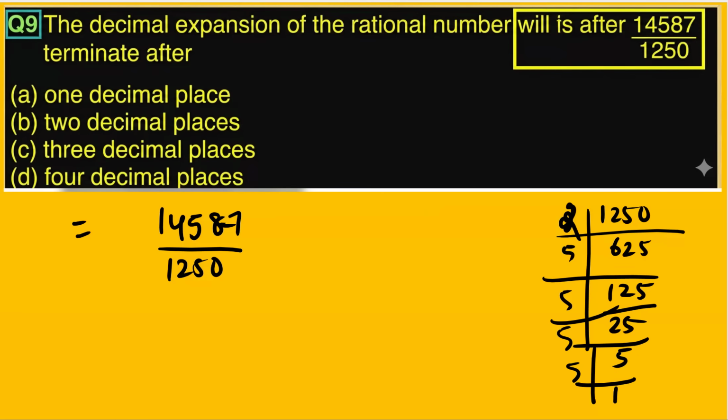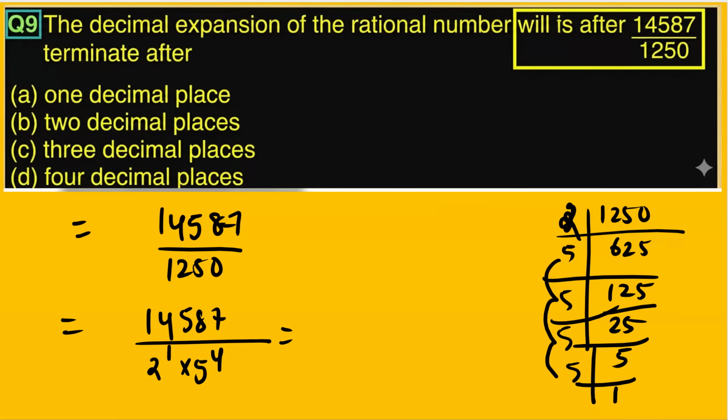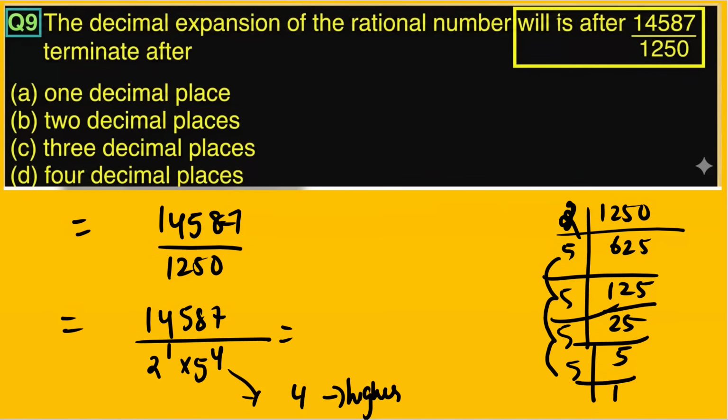So that gives the denominator's prime factorization: 2 to the power of 1 multiplied with 5 to the power of 1, 2, 3, 4. Okay, so 5 to the power of 4. Here at the denominator, I have to see the maximum power. Which is the maximum power? 4 is the highest power, right? So for this highest power, the decimal will terminate. Our right answer will be option 4: 4 decimal places. So option D is the right answer for this particular question.